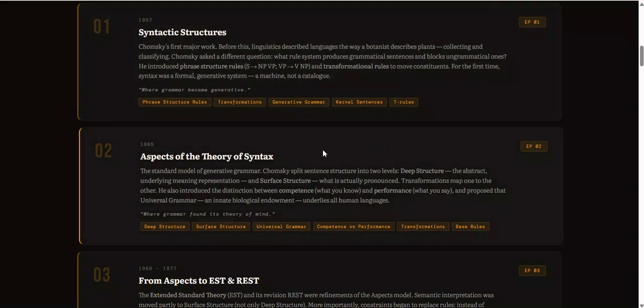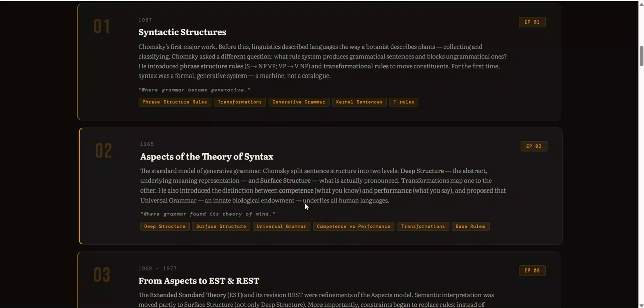Then moving forward to episode 2, that is the work of 1965, Aspects of the Theory of Syntax. This is the standard model of generative grammar. Chomsky splits sentence structure into two levels. Deep structure, the abstract underlying meaning representation. It is in your mind, in your head. It is not the output form. Then surface structure, which is actually pronounced. When you say something, that is the surface structure. Transformation maps one to the other.